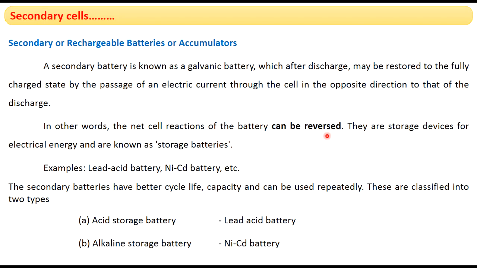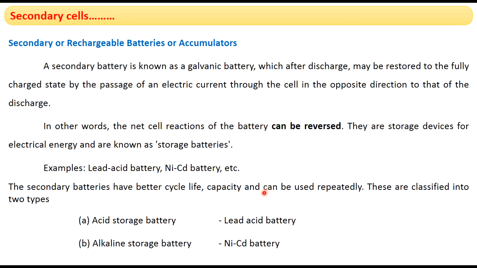These are mainly intended for storage, so these are also known as storage batteries. Examples of secondary batteries are lead acid battery, nickel cadmium battery, etc. And the secondary batteries, when compared to the primary batteries, have better cycle life. Capacity is also better than primary batteries, and we can use secondary batteries repeatedly again and again by charging and discharging.